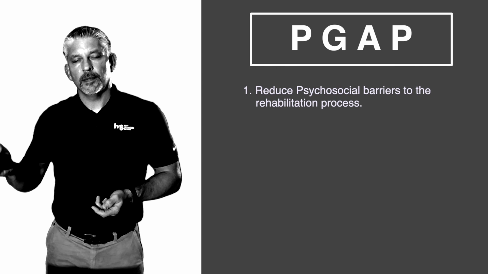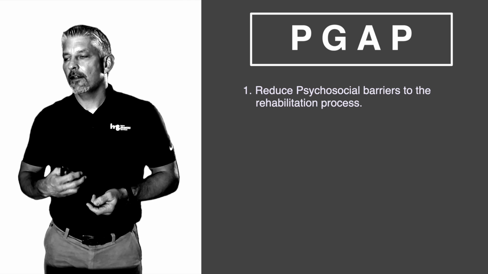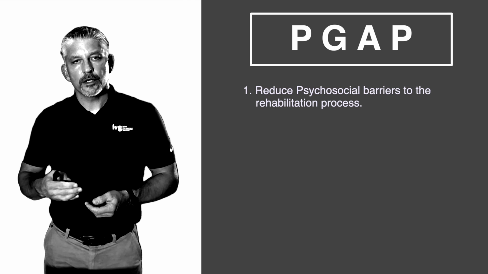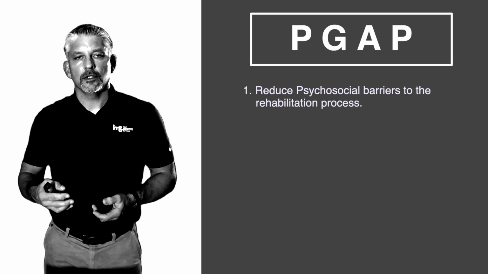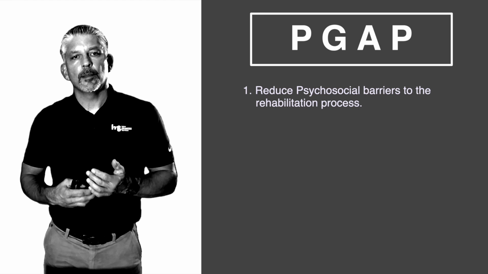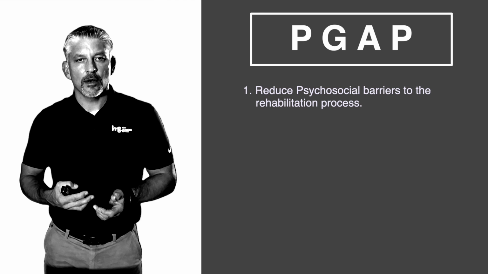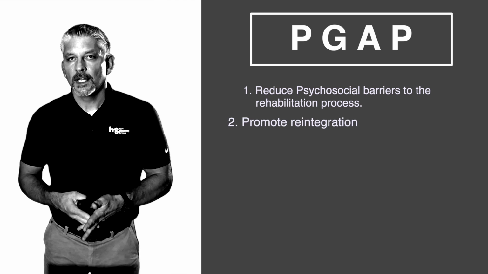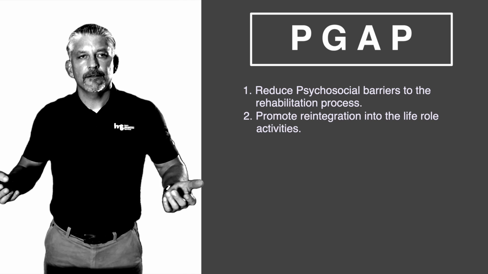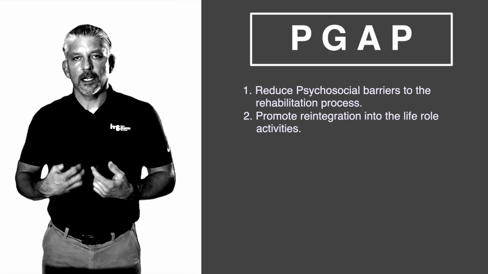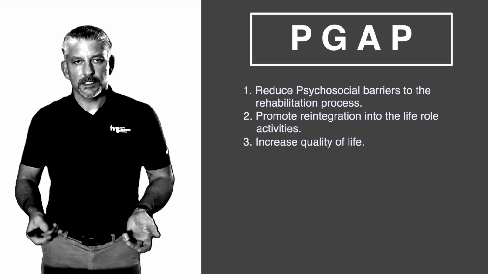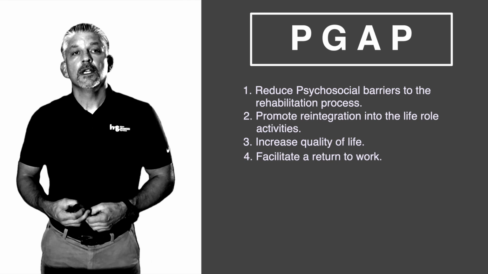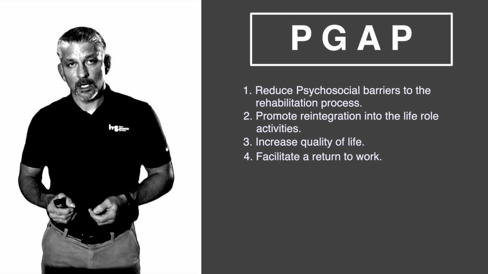The primary goals of PGAP are to reduce the psychosocial barriers to the rehabilitation process. Every time PGAP is ordered, they order it in conjunction with physical reconditioning. So the person should be involved in a reconditioning program at the same time that they are participating in PGAP. It's to promote reintegration into the life role activities, increase their quality of life, and to facilitate a return to work.